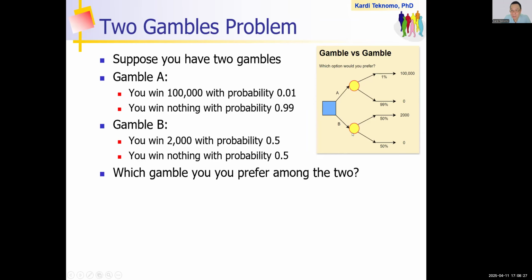In gamble B, you have a 50% chance to get 2,000, and a 50% chance you get nothing also. You have nothing to lose, right? So which one? Okay, Lay said she likes gamble B because it has a higher probability of winning. Oh, many of you prefer gamble B. Who chooses gamble A?